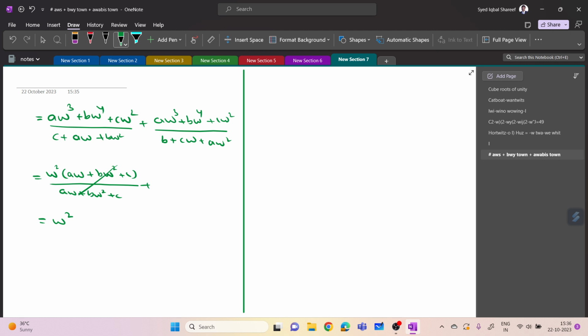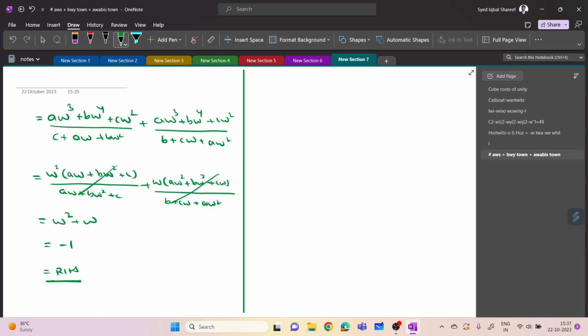And here we are taking omega common. So a omega square plus b, omega cube is 1, plus c omega, divided by b plus c omega plus a omega square, they get cancelled. So plus omega. Omega plus omega square is minus 1, which is our right hand side.